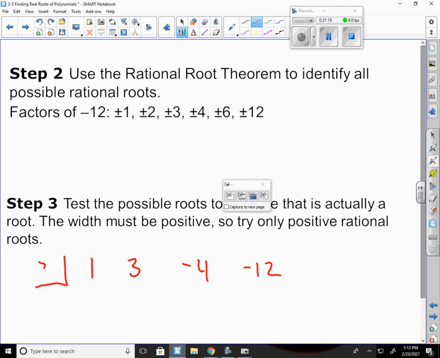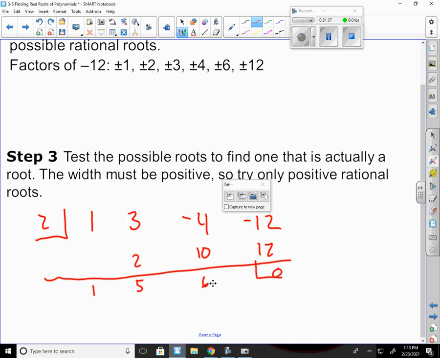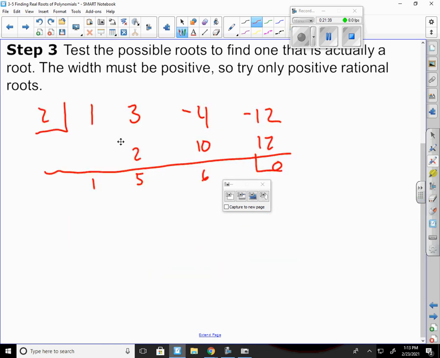And try 2. Bring down the 1. 2 times 1 is 2. 3 plus 2 is 5. 2 times 5 is 10. This gives us 6. 2 times 6 is 12. I get no remainder. So I'm done. My x is 2.